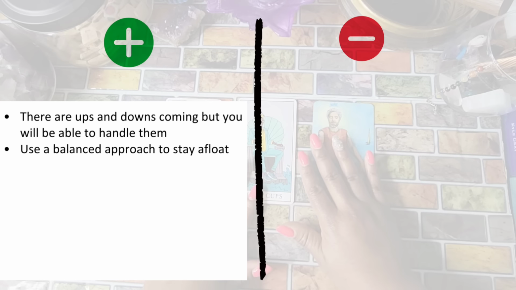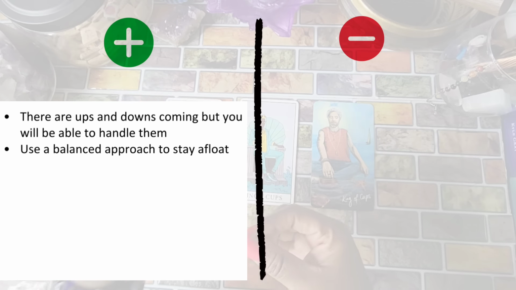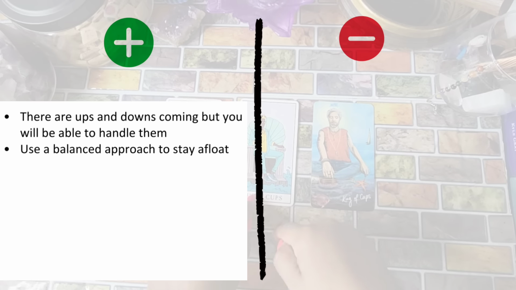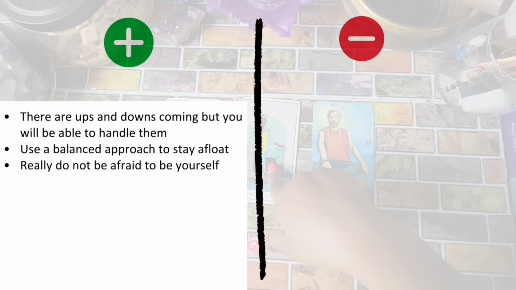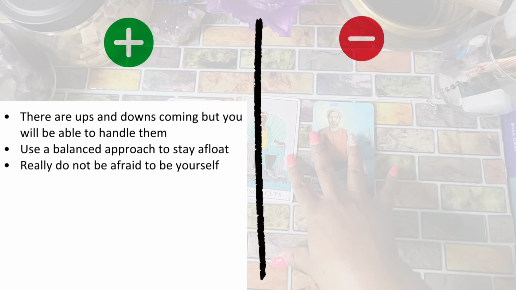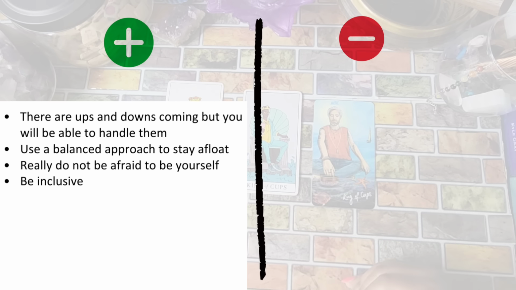Whatever you're asking about, if this came up for action or advice, you need both. You need to think logically, but you also need to feel. You can't neglect either, or you're going to sink. Okay, action or advice. Really do not be afraid to be yourself. You may be bi-curious, or you may be into things that people are not into. Okay, but don't be afraid of that. That's what I get with this one. Definitely be inclusive. You're in the middle of the ocean where everyone can see you.